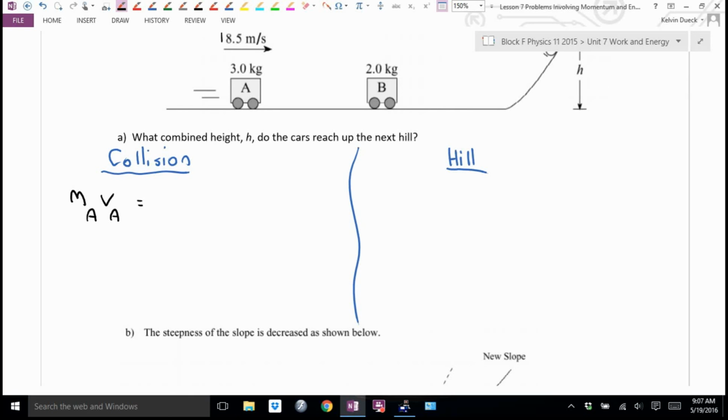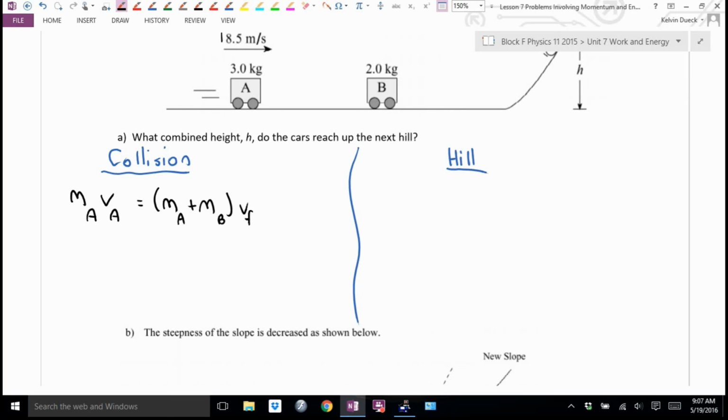Lindsay, after the collision, what's moving? Car A, car B, both or neither? Stuck together or, hang on, Sheldon, stuck together or separate? Oh, very good. What's the fancy word for stuck together? Inelastic. So it's going to be mass A plus mass B, V final. Mass of both, V final.